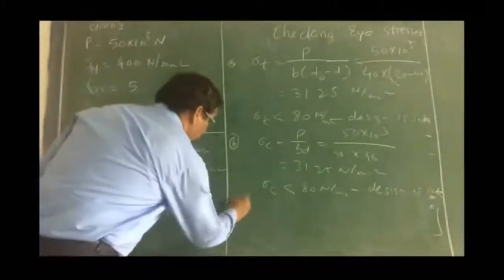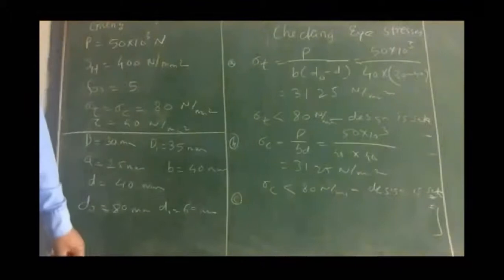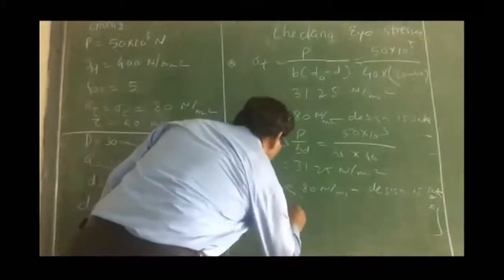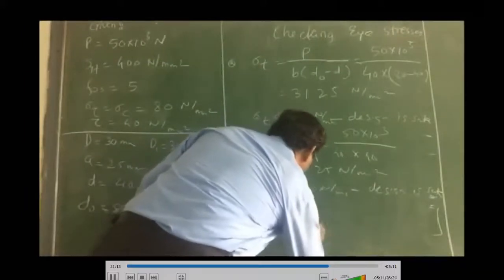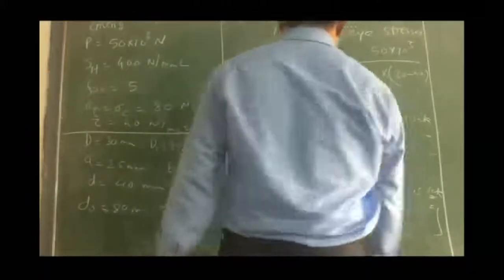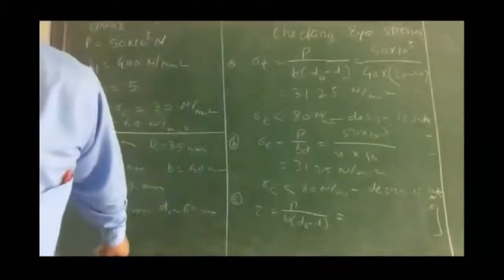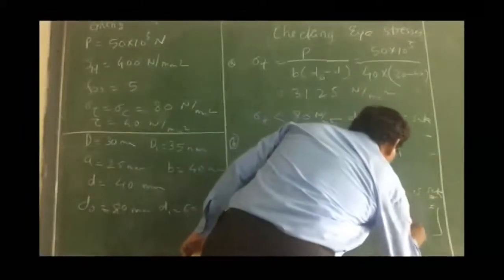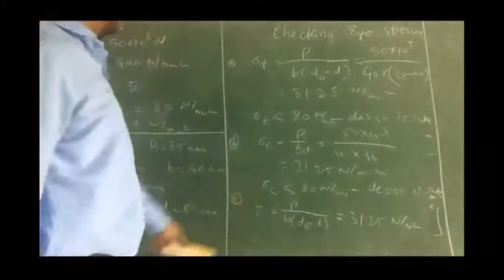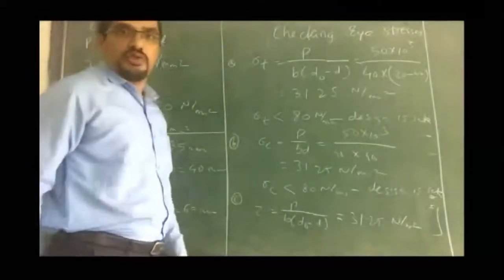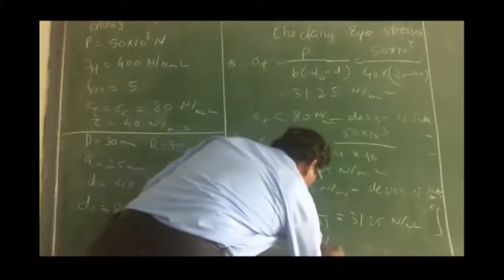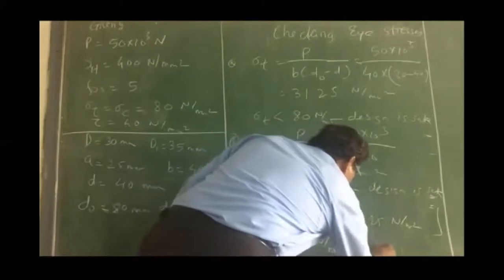Now third is shear failure. Shear failure of the pin: tau is equal to P upon B into (D0 minus D). Tau is equal to P upon whatever we used in the first position. Again it will come to the same number, 31.25, because all the values are the same, Newton per mm square. So the shear stress in our joint is 31.25 Newton per mm square, which is less than the allowable 40, so it is safe.